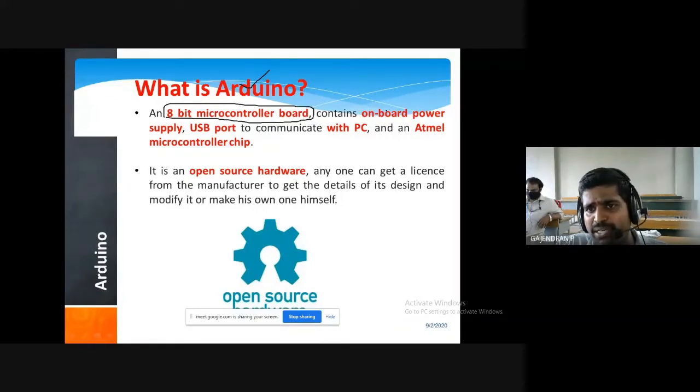Point number one, it has onboard power supply. Point number two, it has USB port. You may be aware of this.